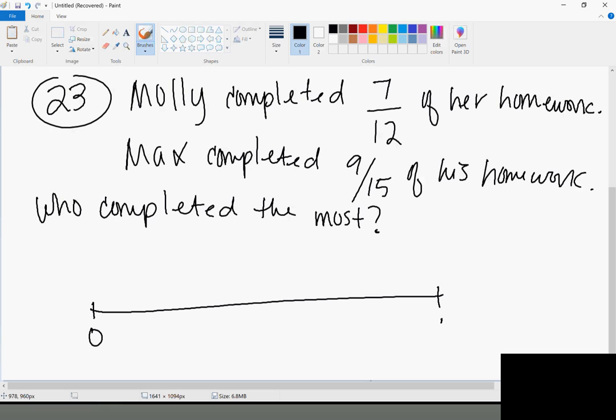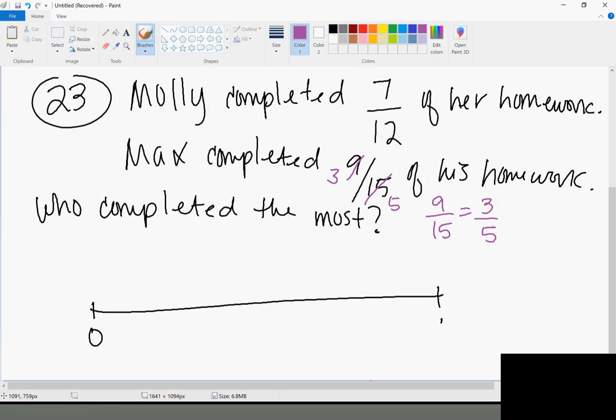Okay. Now first, let's simplify these fractions if possible. So 7/12 can't be simplified, but 9/15 can. 9 and 15 can both be divided by 3. So 9 divided by 3 is 3. 15 divided by 3 is 5. So 9/15 is equal to 3/5. Okay.